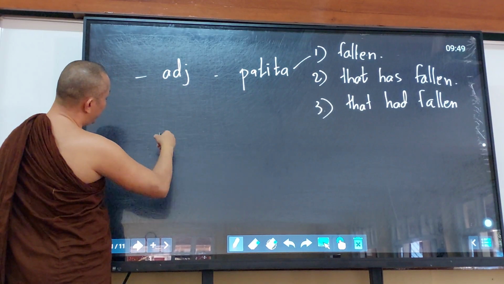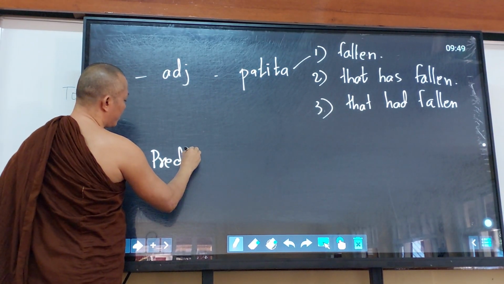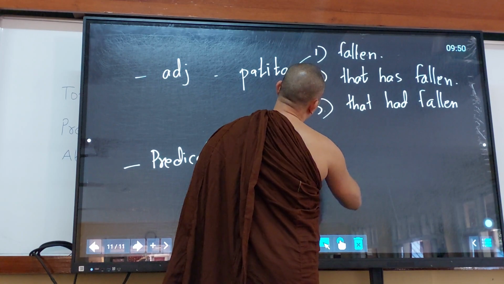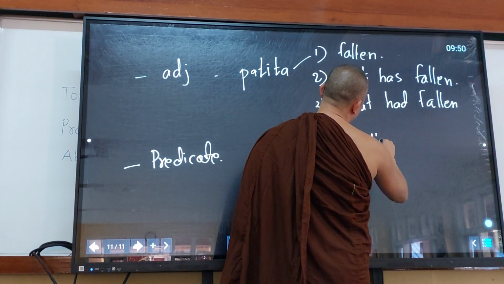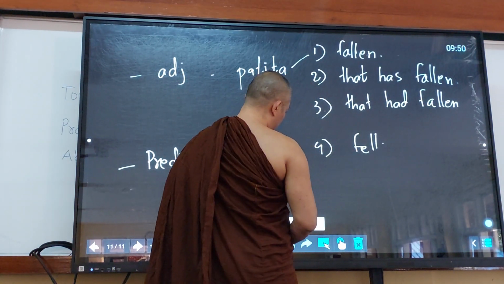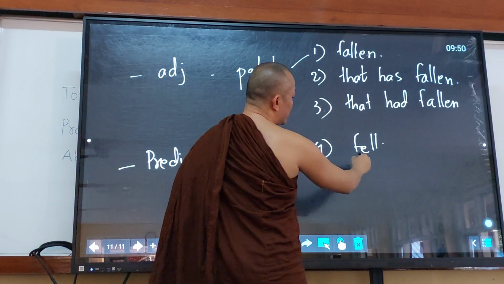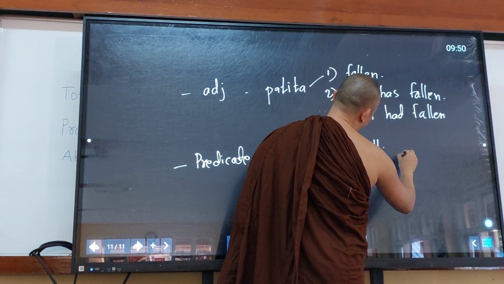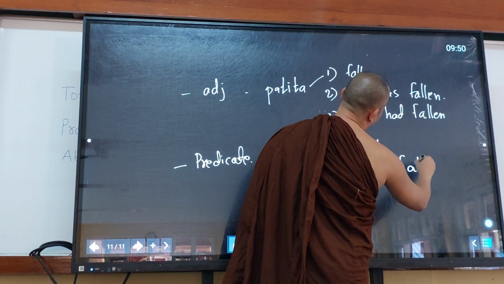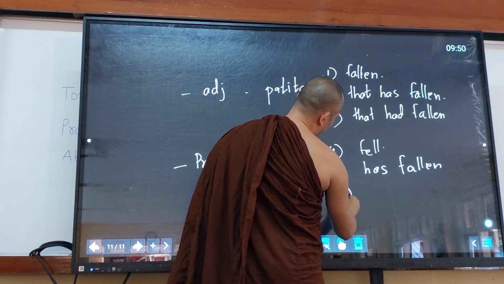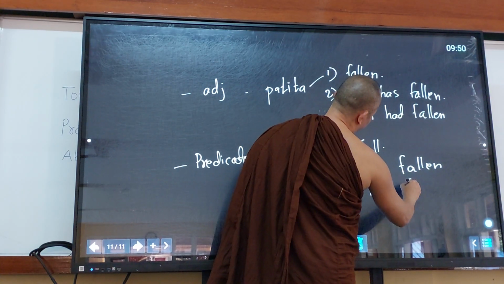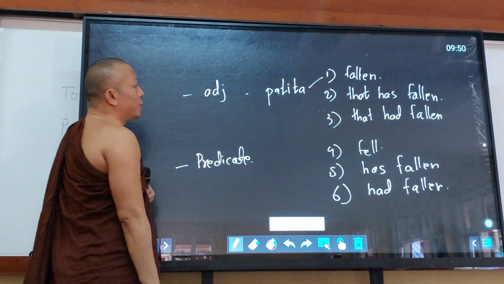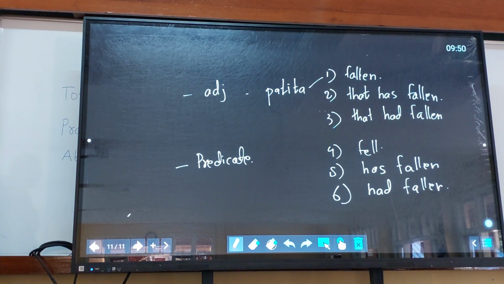And then as a predicate, or as a paragraph, instead of fallen, as a past simple, fell. And then as it has fallen, as above. In this way it can be understood. So the first ways are the adjective function or modifier. The second ways are as a predicate.